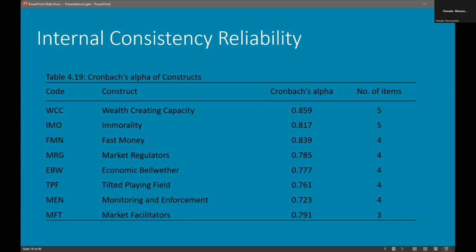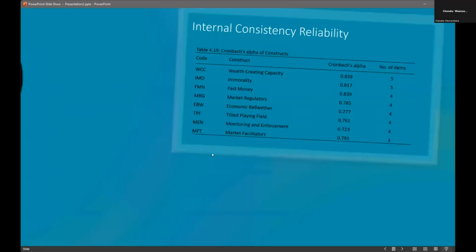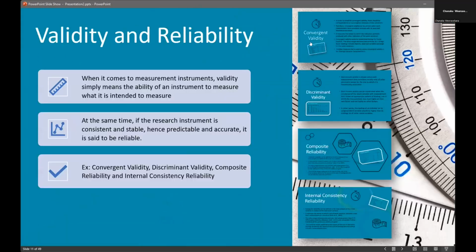But this is something we require from every one of you. All of you need to include this particular table in your research under the results chapter. All the other things that we discussed earlier, like convergent validity, discriminant validity, composite reliability, and all those things are optional for the people who are keen on running their factor analysis.